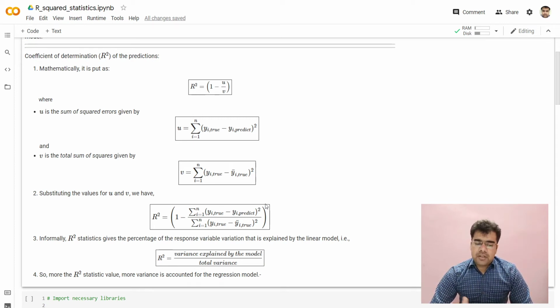Informally, there is another way to define this R squared statistics. And what is the way? We can define R squared statistics as the fraction of the total response variable variation which is accounted for by the linear model. So basically, you have a supervised data set for regression tasks. For all the samples there will be a ground truth value, and that ground truth value will be different for different samples, which means that if you look at the ground truth values, there will be some amount of variation across all the samples.